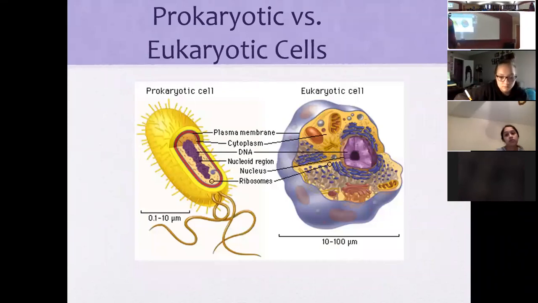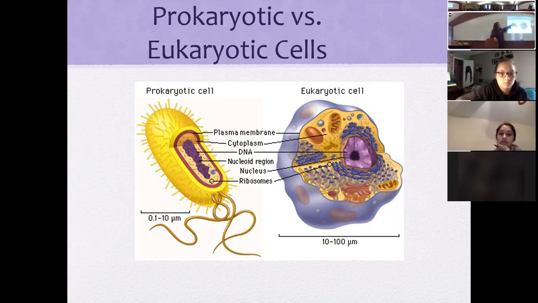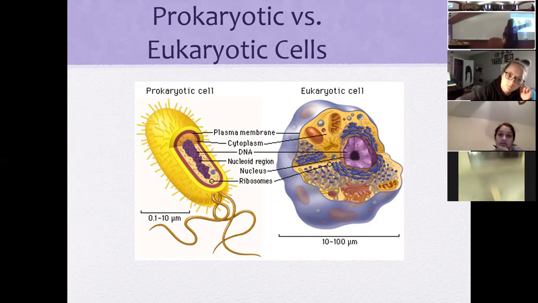All right, here we have some pictures. Here I have the prokaryotic cell, before nucleus. See, I do have my DNA, but it's not contained within the nucleus. Next to it is my eukaryotic cell, meaning it does contain a nucleus. You can see right here, and that's where my DNA is.